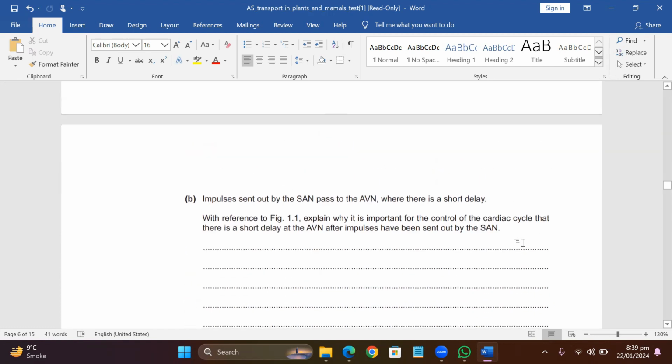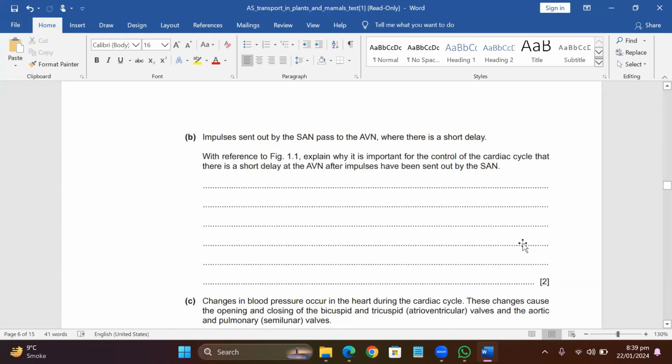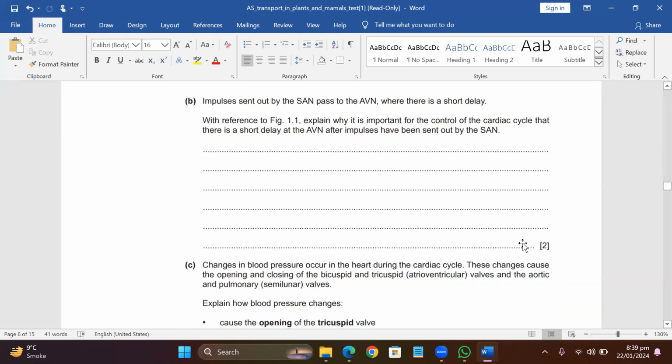Now the second question. Impulses sent out by the SAN pass to the AVN, where there is a short delay. With reference to figure 1.1, explain why it is important for the control of the cardiac cycle that there is a short delay at the AVN after impulses have been sent out by the SAN.